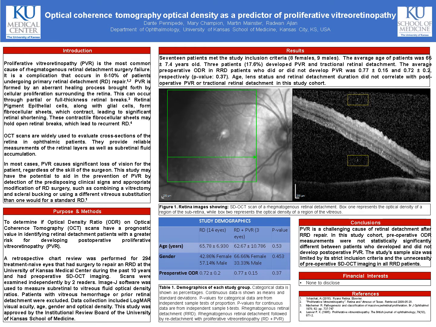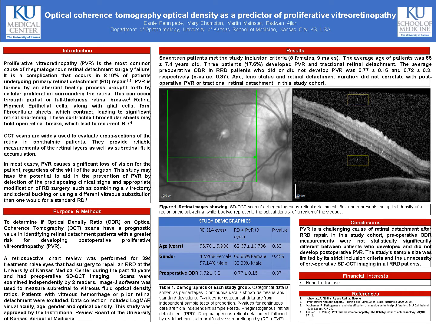Results: 17 patients met the study inclusion criteria. 3 patients developed PVR and tractional retinal detachment. The average preoperative ODR in rhegmatogenous retinal detachment patients who did develop PVR was 0.77, and the average preoperative ODR in detachment patients who did not develop PVR was 0.72. This was not statistically significant with a p-value of 0.37.